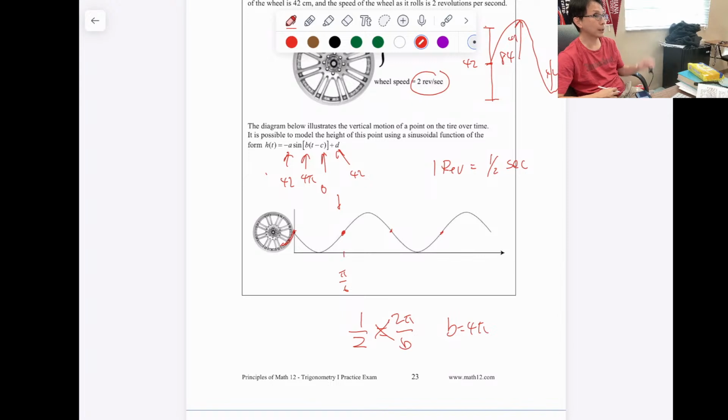Did anybody get the right answer? Okay, I think all you guys got it upside down, the other way. Yeah, we forgot that. Huh? You said 1/2 is the time it takes to go one period, right? So 1/2 has to equal 2 pi over b. Yes, Anna?